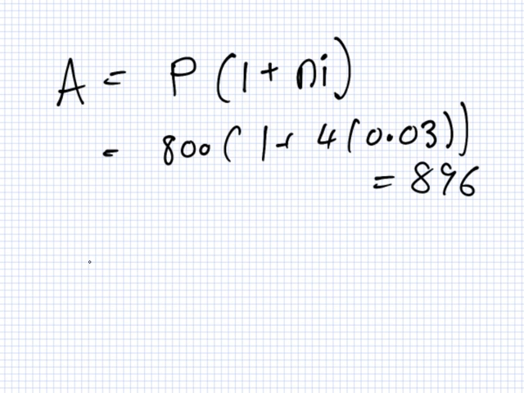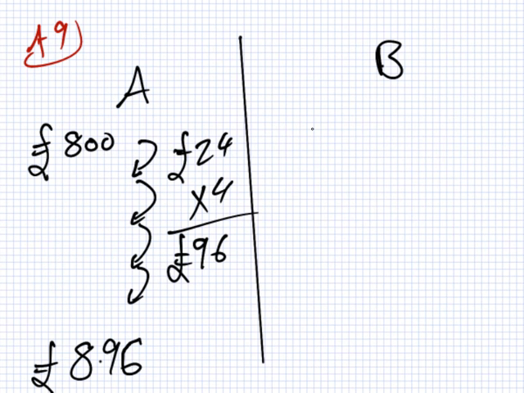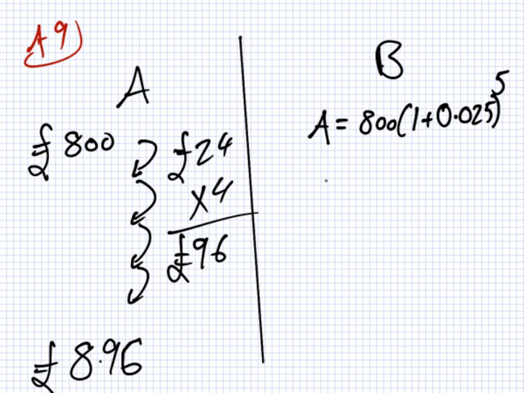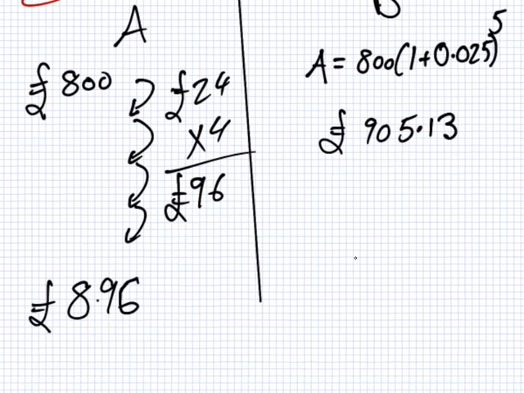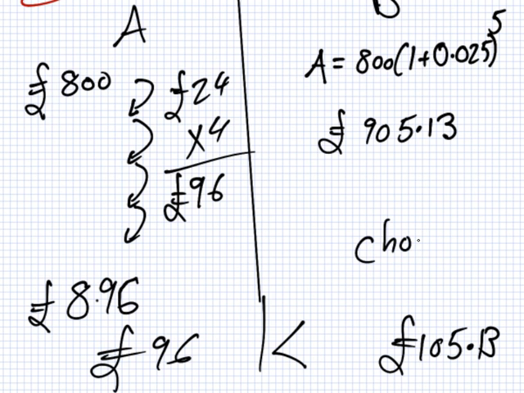That's for simple. The formula for compound is A equals P times 1 plus i, to the power n. So over here in Scheme B, the amount would be 800 times 1.0255 to the power 4, which in this case is 905.13. So in this one here, the interest is £96, and in this one here, the interest is £105.13. So clearly, you want to choose B.